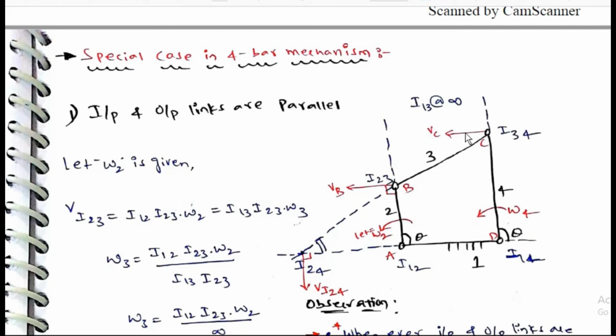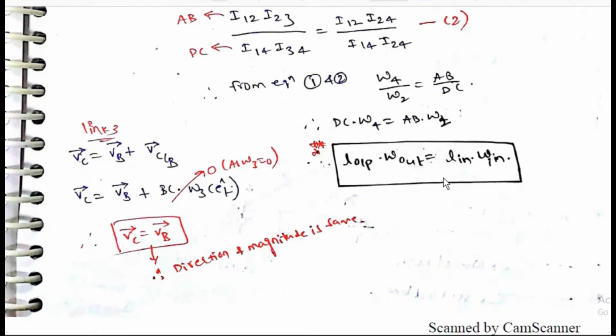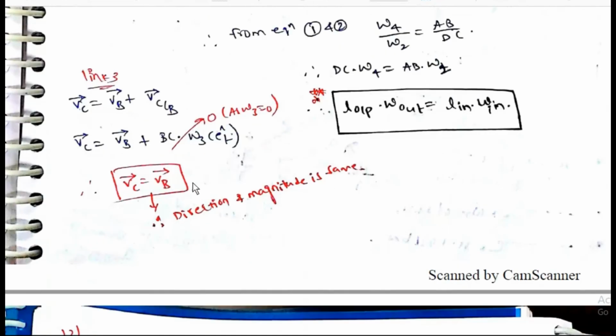One condition for this rod to be rigid is that along this rod, components of velocities should be equal, but here the angle is same. So VB cos theta is equal to VC cos theta. That means VB is equal to VC. From that we can directly say B omega 2 is equal to CD omega 4. This is the easiest way, but this concept you should know.